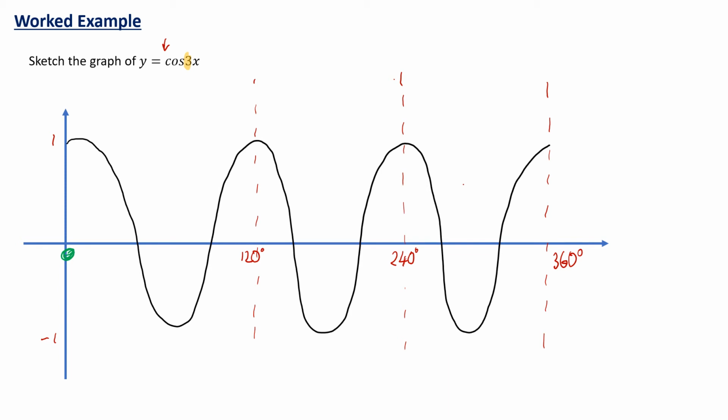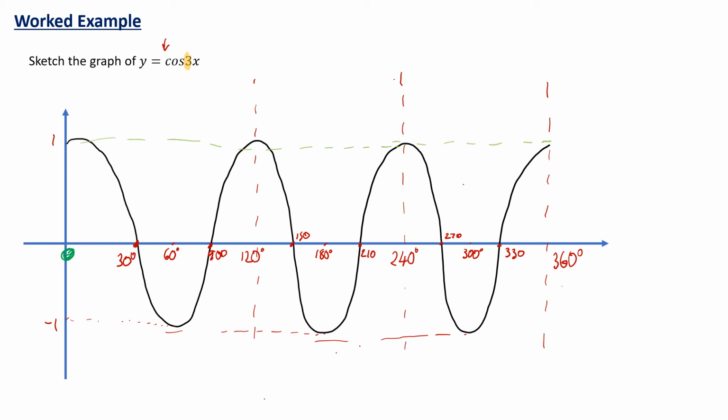We can mark on some more important points, so just keep finding the halfway point. So there's 60. So the minimum of -1 happens at 60. We've got a root at 30, a root at 90, a root at 150, another minimum at 180, a root at 210, a maximum at 240, a root at 270, a minimum at 300, and a root at 330. So we can see how these are all tying in together here.